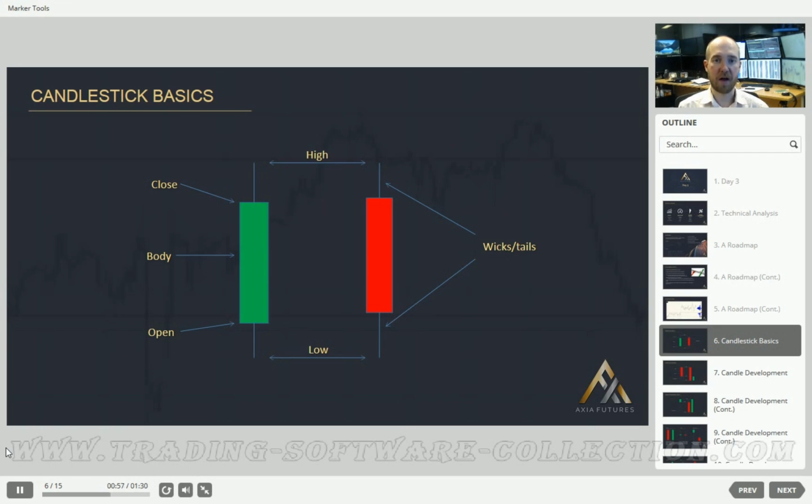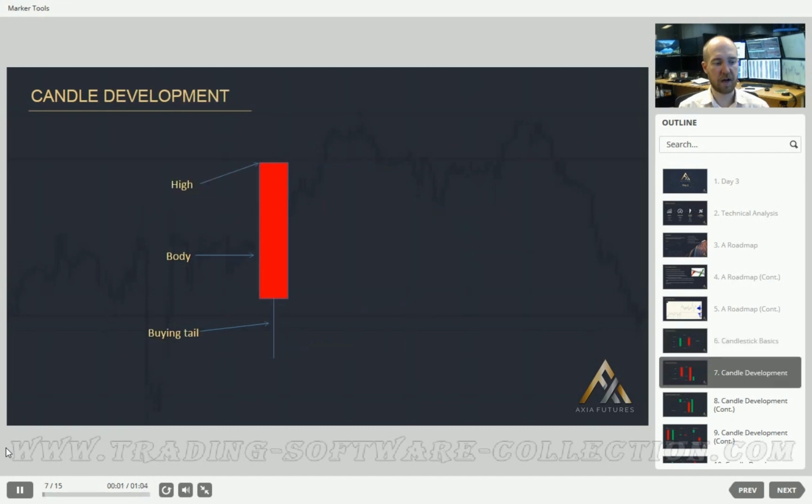It tells you how well the market is doing at actually getting to where it wants to get to. So the bigger the body, the more conviction of the candle. Likewise, on the other side, you have a red candle indicating that the market has moved down. The wicks are also called tails, or buying tails and selling tails. So a tail at the lower end is called a buying tail because that tail has been created by buyers. A tail at the top end is a selling tail that's been created by sellers entering the market and pushing the market down.